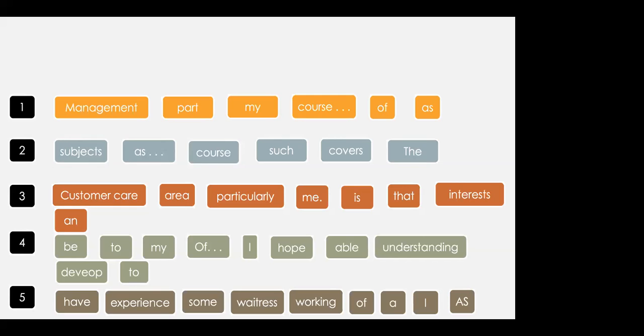Can you repeat the one you wrote? Yeah, but I added more words. Okay. I wrote, as part of my management course, I am required to perform.